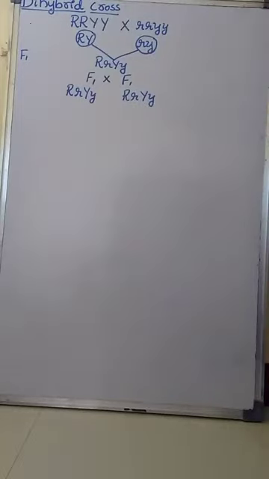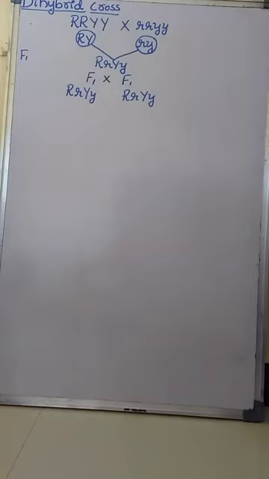Hello students. From the last class we are discussing dihybrid cross. In the last class I started with dihybrid cross. Dihybrid cross means a cross between two pure pea plants which differ in two pairs of contrasting characters. Or a dihybrid cross is nothing but a cross between two homozygous individuals.